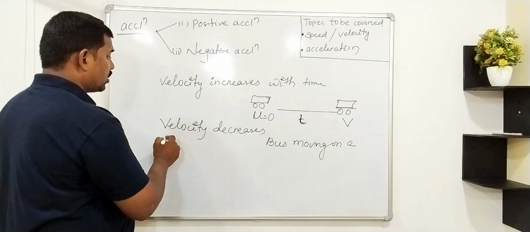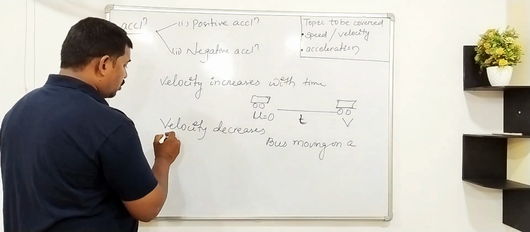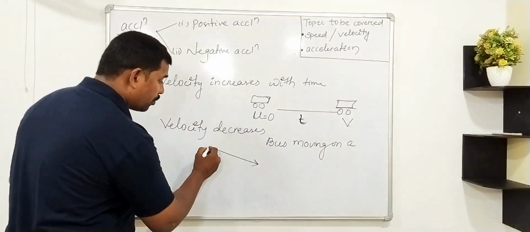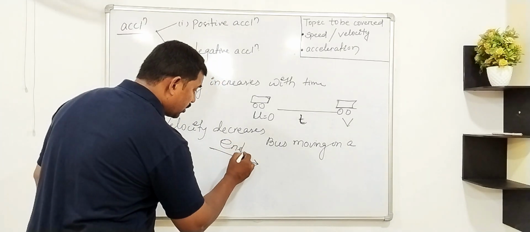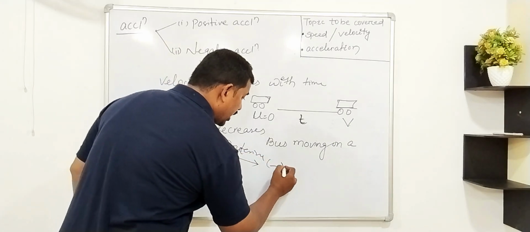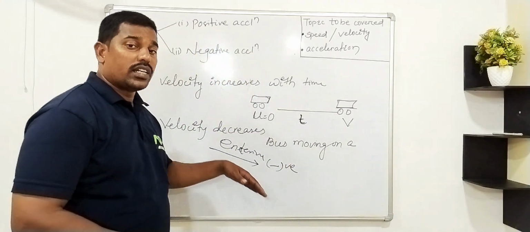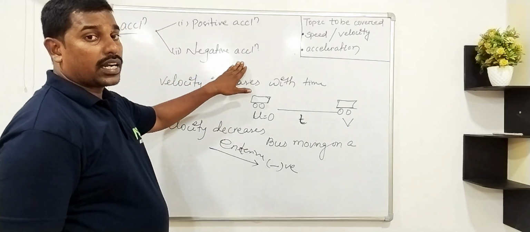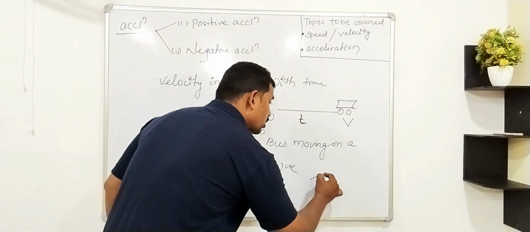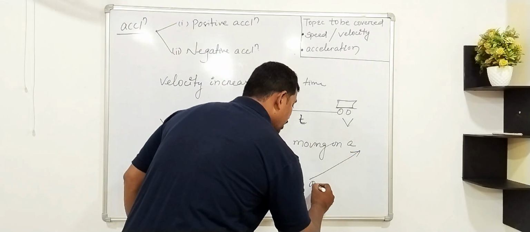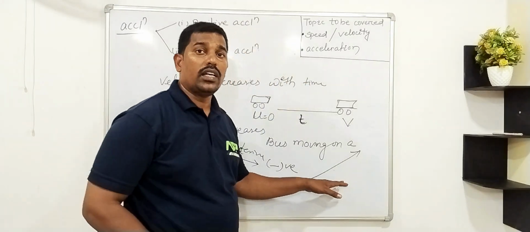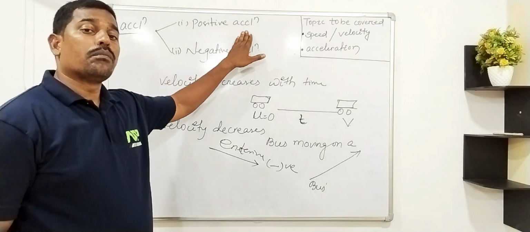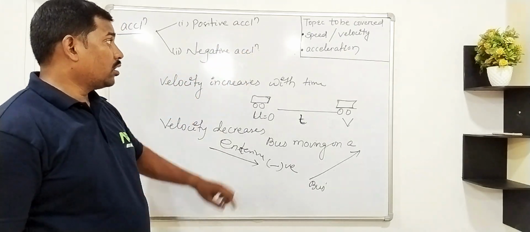While a bus is entering the bus stop, in this case the velocity decreases, so the acceleration is negative. While the bus is leaving the bus stop, its velocity gradually increases. So we can say that it is accelerated, or the acceleration is positive acceleration.